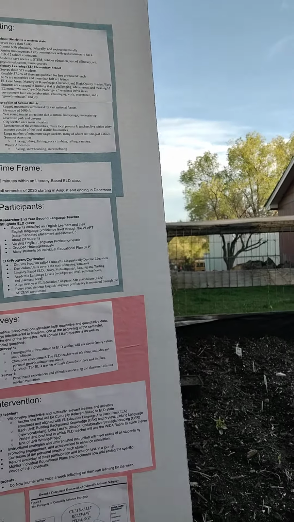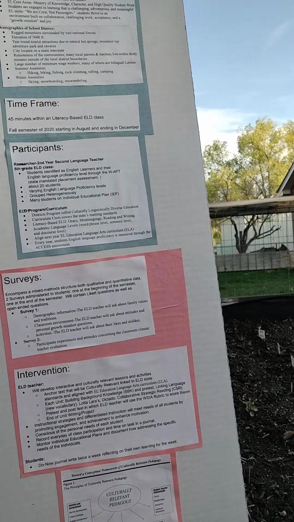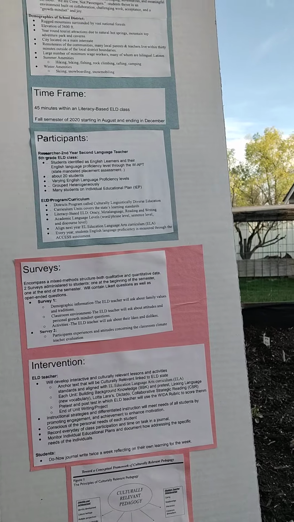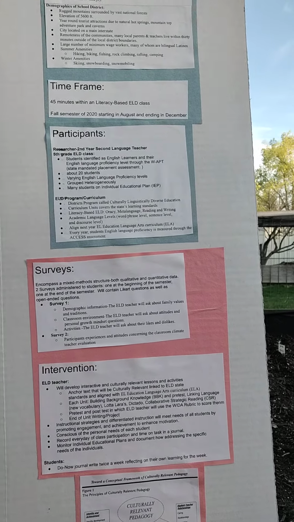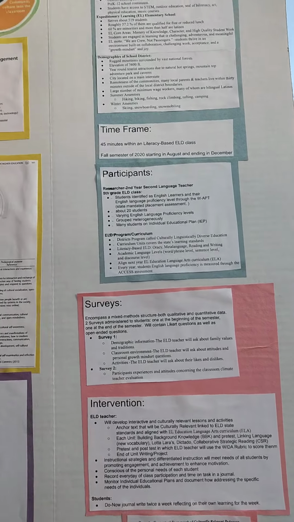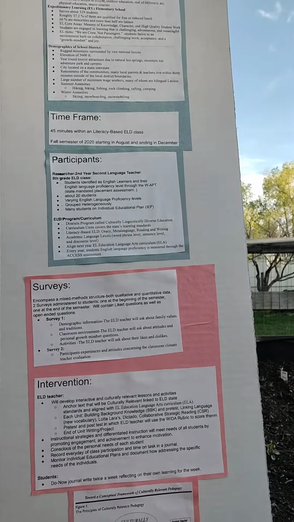What I am proposing for next year is doing 2 surveys. The first survey would be at the beginning of the year to find out the students' demographic information and their classroom environment. I want to know about their attitudes, their personal growth mindset, and activities, and what their likes and dislikes are. Then at the end of my action research project in December, I want to do another survey to find out the participants' experiences and attitudes concerning the classroom climate, and do a teacher evaluation.